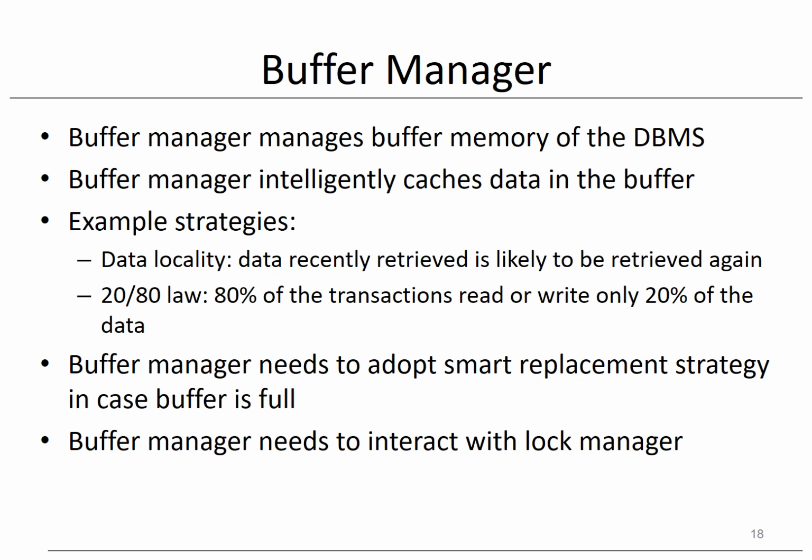In case data in the buffer has been updated, it must also synchronize the corresponding physical files on disk to make sure updates are made persistent and don't get lost. A simple buffering strategy is based upon data locality that states that data recently retrieved is likely to be retrieved again. Another strategy uses the 20/80 law, which implies that 80% of the transactions read or write only 20% of the data.